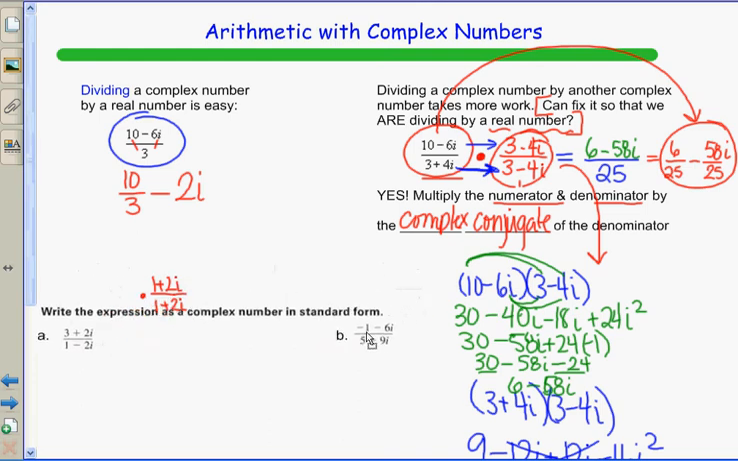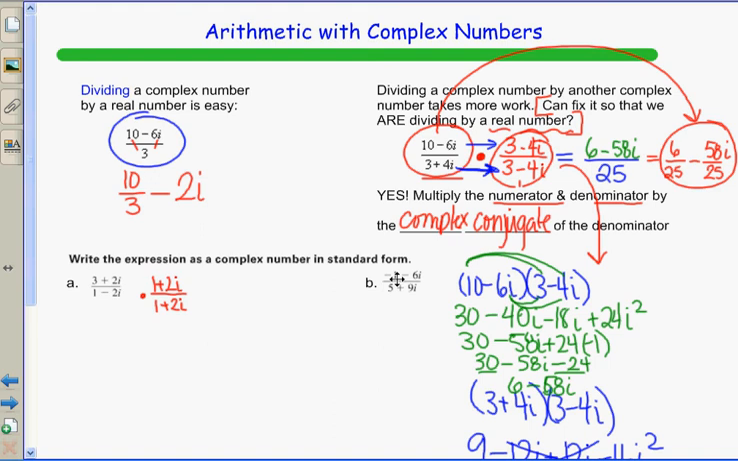If I wanted to do this one, if I wanted to do b, I'll just show it kind of tiny. I would multiply by 5 minus 9i over 5 minus 9i, the complex conjugate of the denominator, so that we can get a single real number on the bottom. Remember, that's our goal, to get a real number. Then we can split it apart and divide.